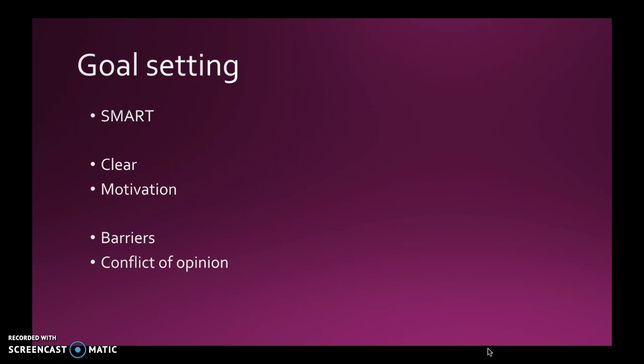The timescale needs to be determined, like they need to have a set timescale when to achieve the goal by, otherwise it won't progress or be achieved. It all needs to fit into the SMART criteria, so it needs to be specific, measurable, agreed, realistic, and time bound. So as long as all those parts have been covered, then the target will be achieved.